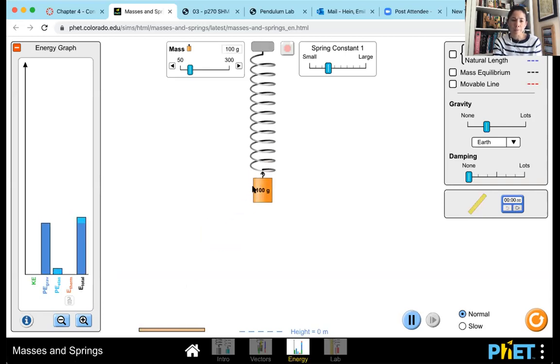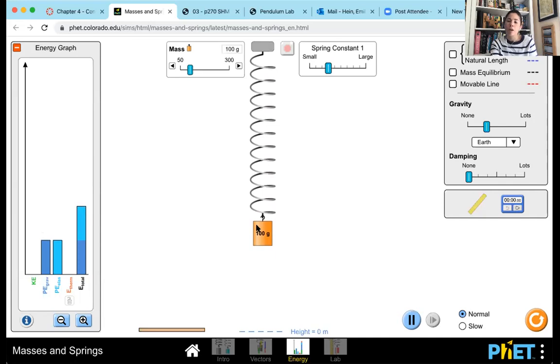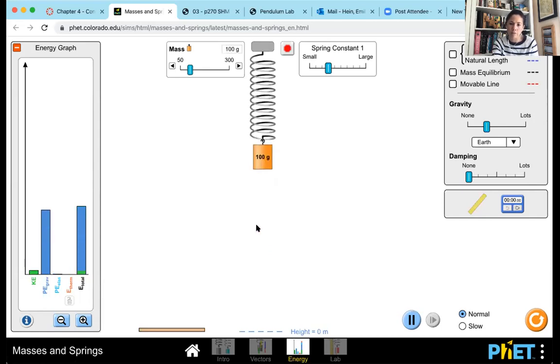Right now I'm still holding the mass, so it's not oscillating, but I'm going to stretch it out. You can see that as I'm stretching, I'm doing work. So I'm increasing the total energy of my system, because I'm pulling on this right now. And then I'm going to let go. Once I let go, the only forces acting on the mass will be gravity and the spring force. So let's go and see.